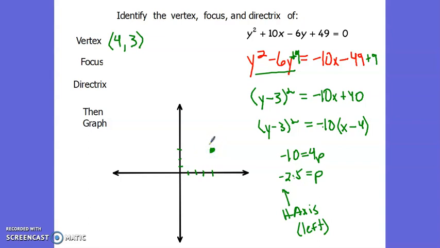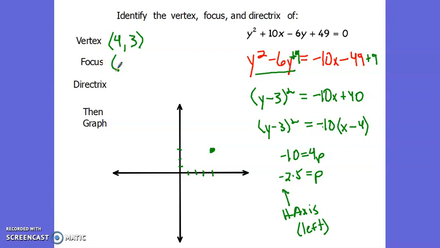Our focus is going to be 2.5 units left of that. So our focus would be, well, hey, 4 minus 2.5, so we're at 1.5 here. Right, so we're going to be a vertical line, x equals 1.5. Oops, sorry, no. Focus is a coordinate, though. It's not a line. Let me erase that real quick. So I got a little ahead of myself.